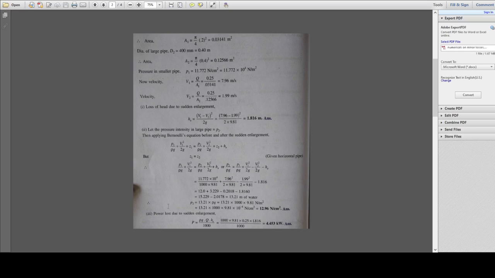Now third part was to calculate the power loss due to the sudden enlargement. We know the formula of power is rho g Q divided by 1000 into head loss, that will be head loss due to the sudden enlargement. So substituting all the known values, we know the value of rho, we know the value of Q, head loss is known. Here density of water will be used as rho, as water is passing through the pipe. So P will be 4.453 kilowatts.